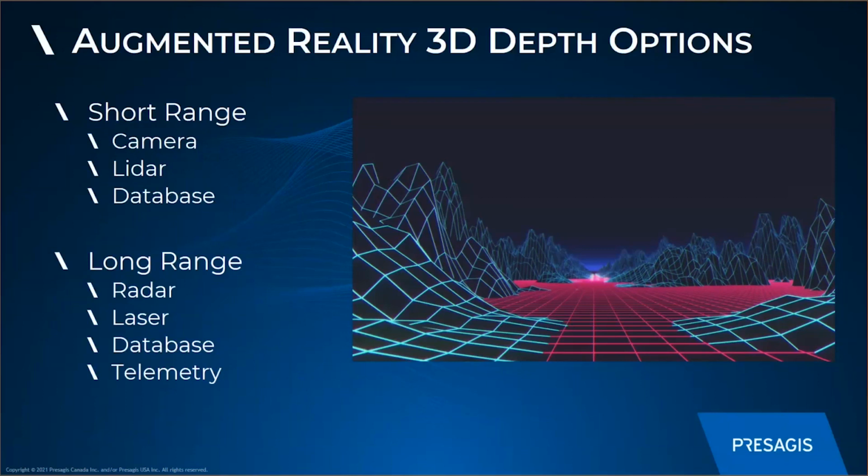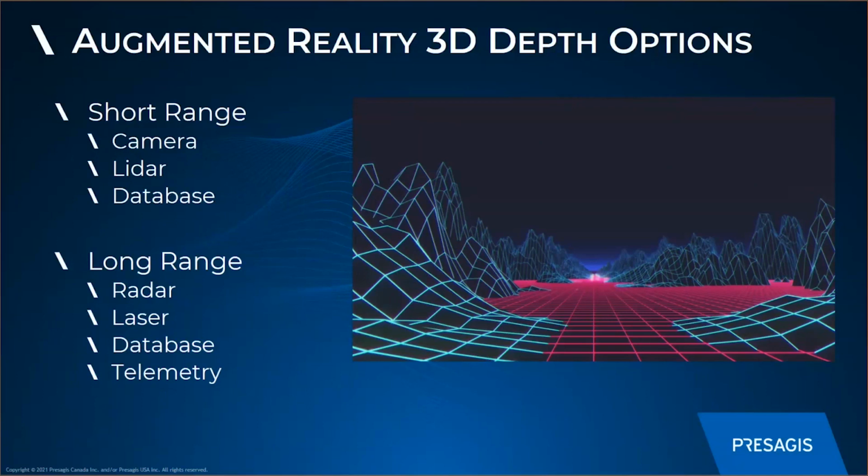If I'm looking further away, you'll notice that I've removed the camera because at a further distance, we get some problems. They're not impossible to overcome, but typically it's a different type of issue. We still have the same thing: we can use radar, we can use laser, LiDAR, we can use a database, and we can also use telemetry. You can use all of these in the short range as well. It's just whether or not it makes sense.